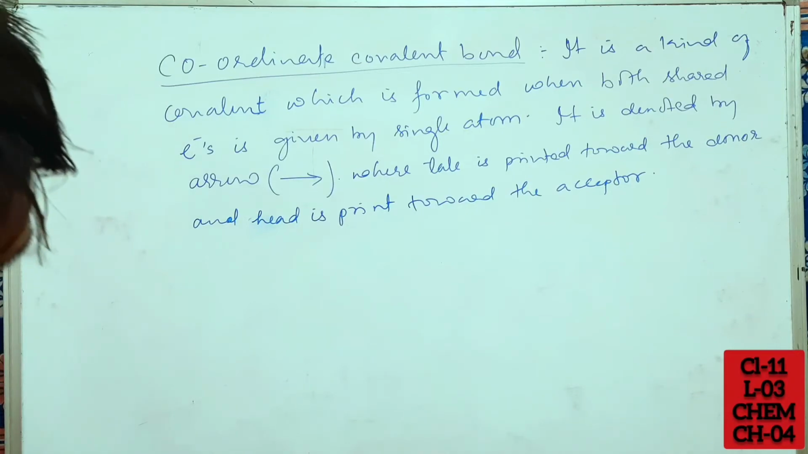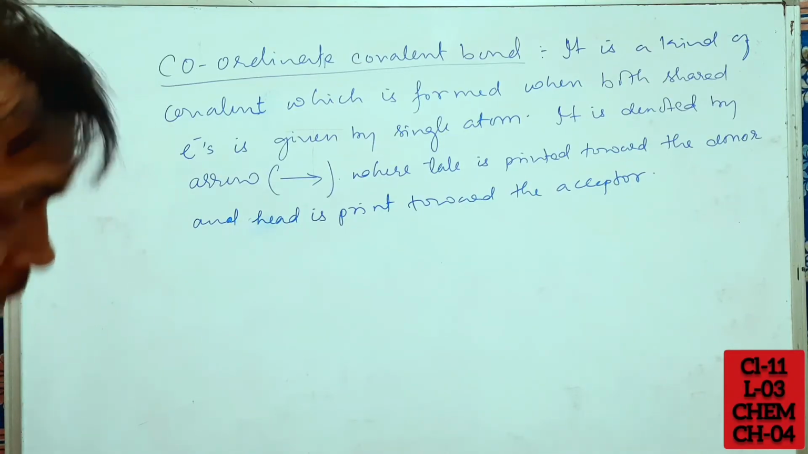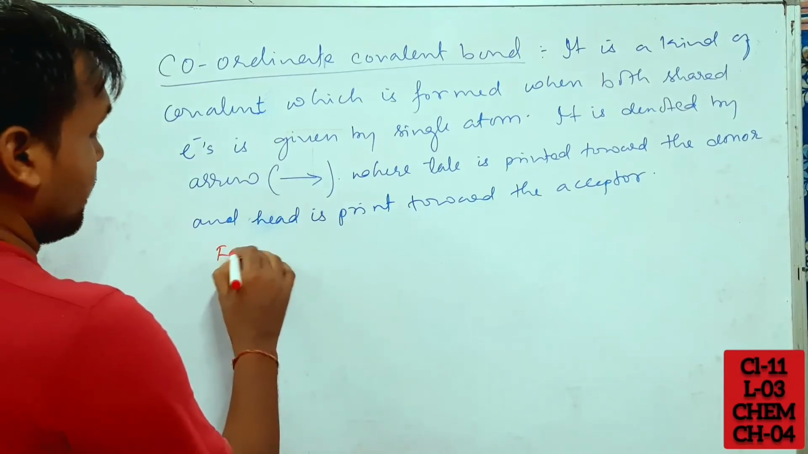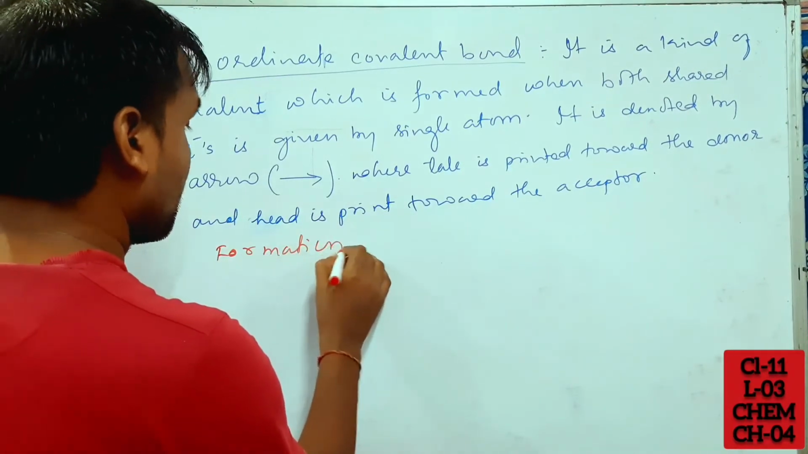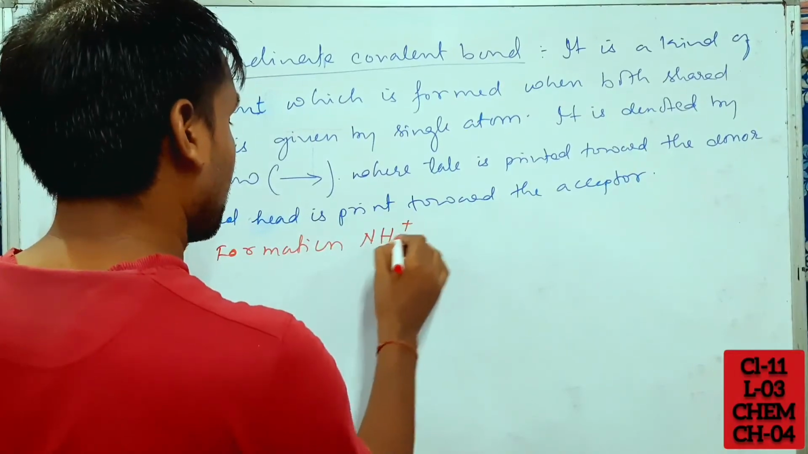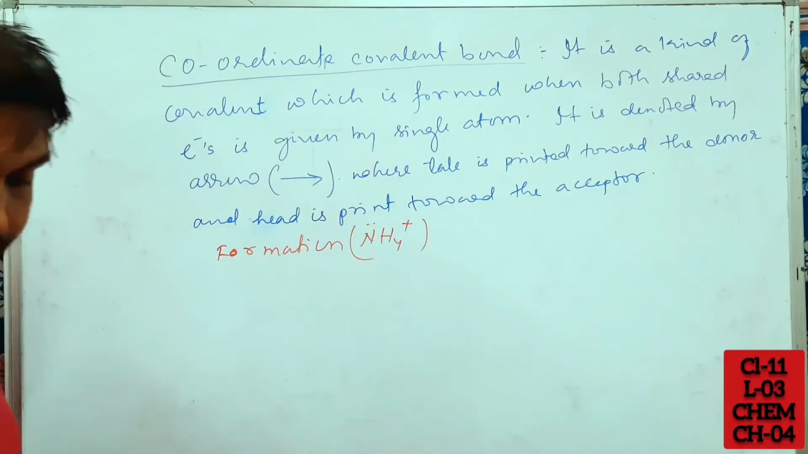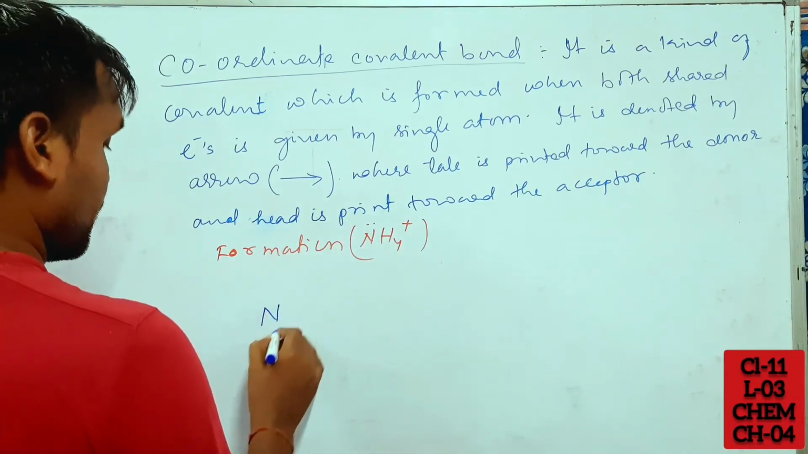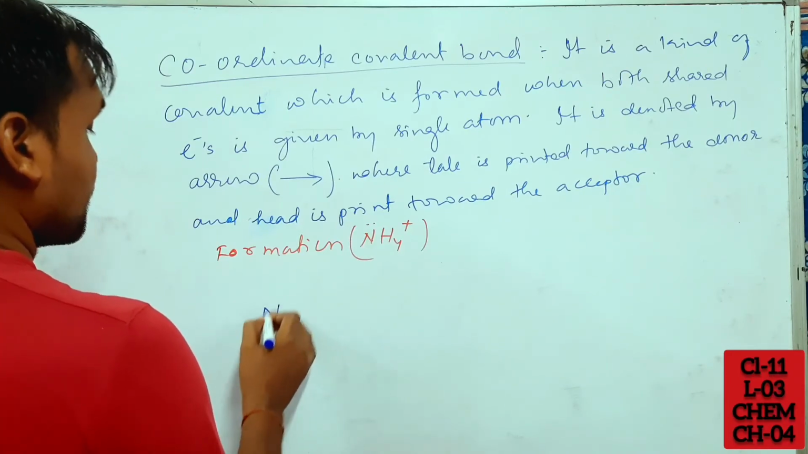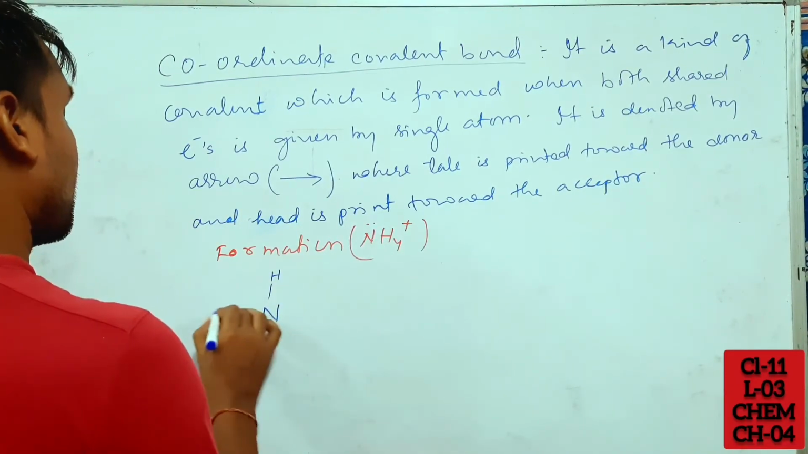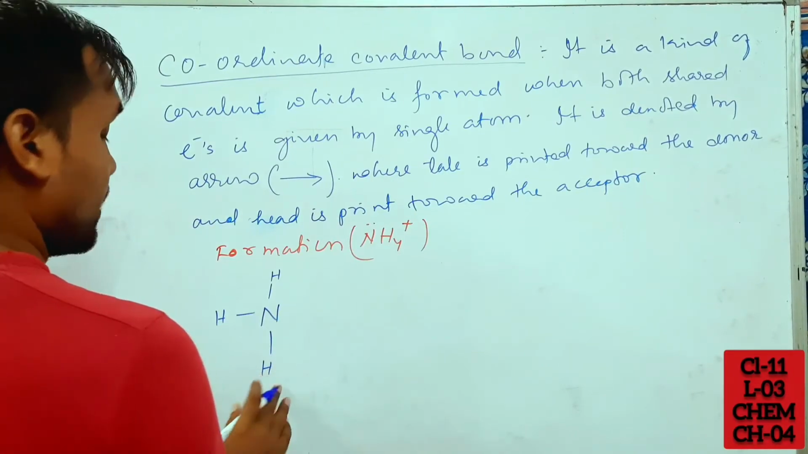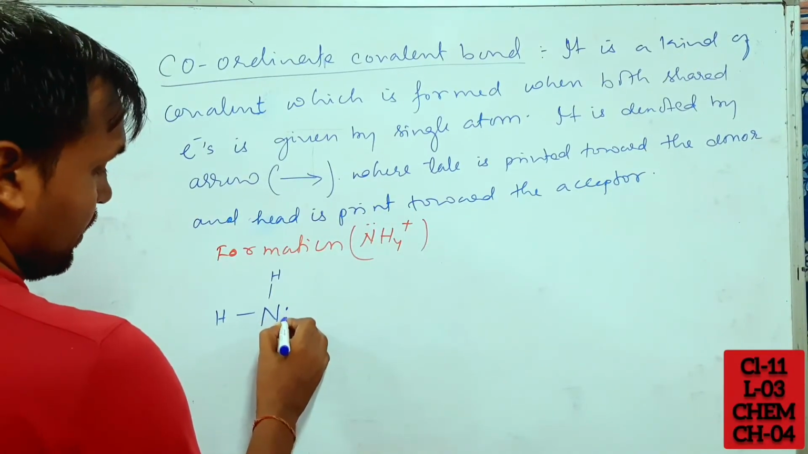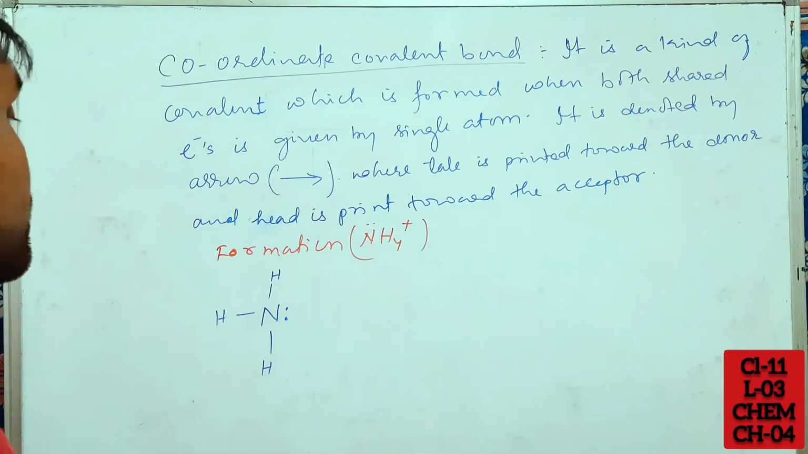So, for this one, formation of NH4 positive. Okay, we are going to take an example of NH4 positive. How is it formed? Let us take the example. We know very well NH3. So NH3, right? So N, here H, here H, here H. This is NH3 and two electrons are there here, a lone pair of electrons.